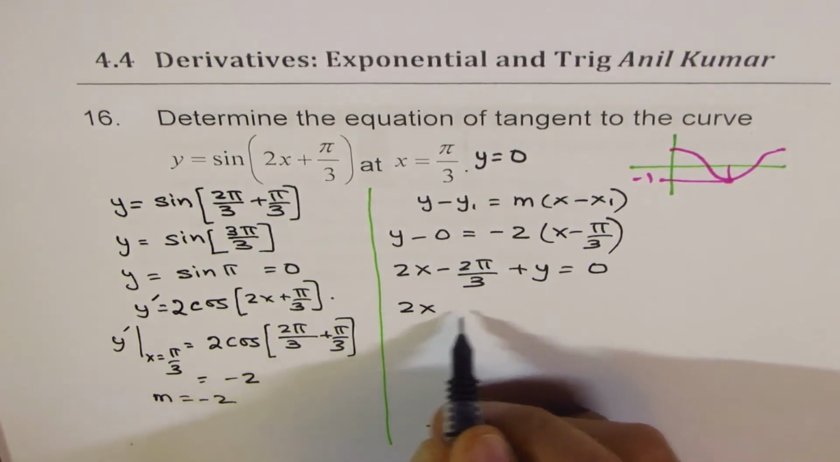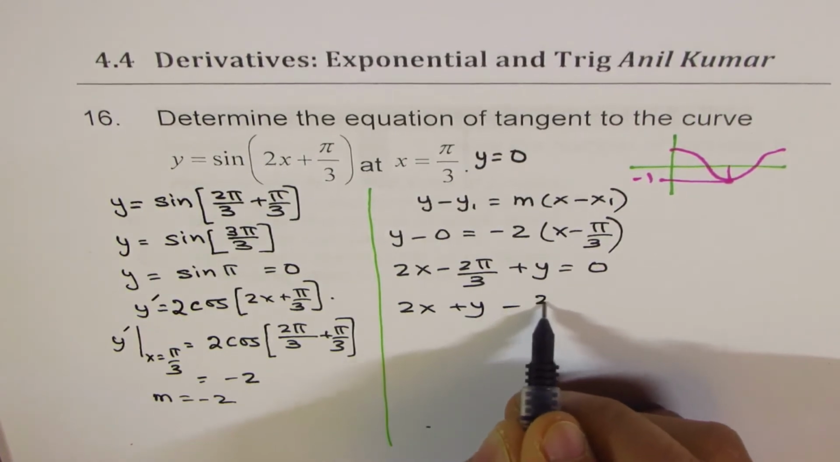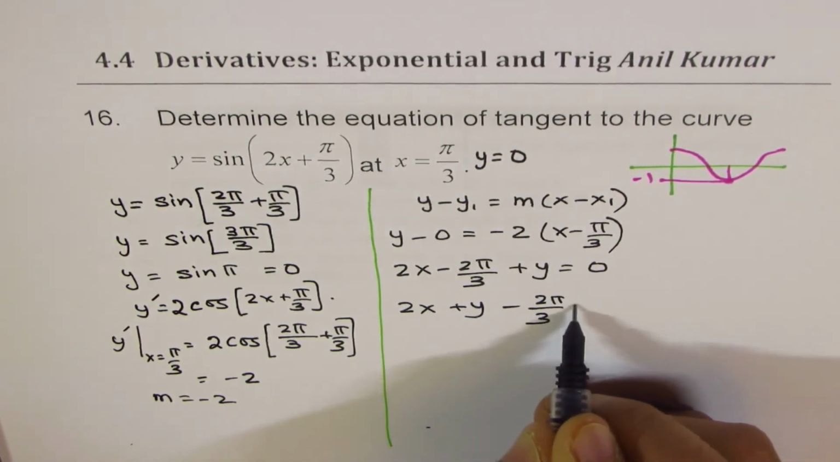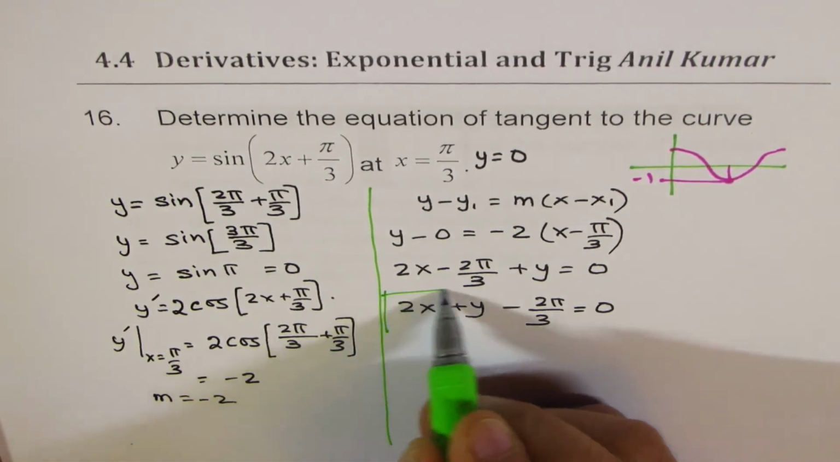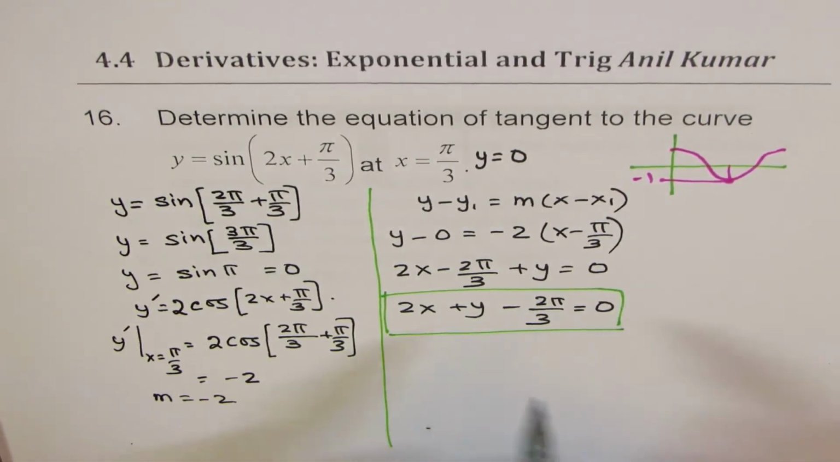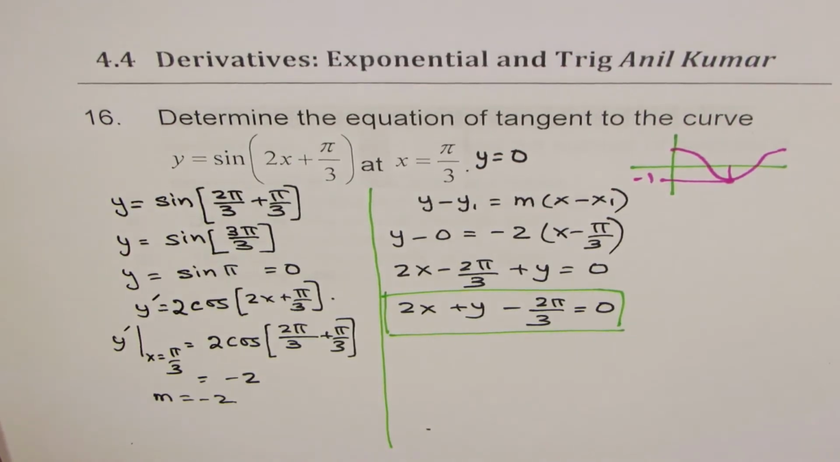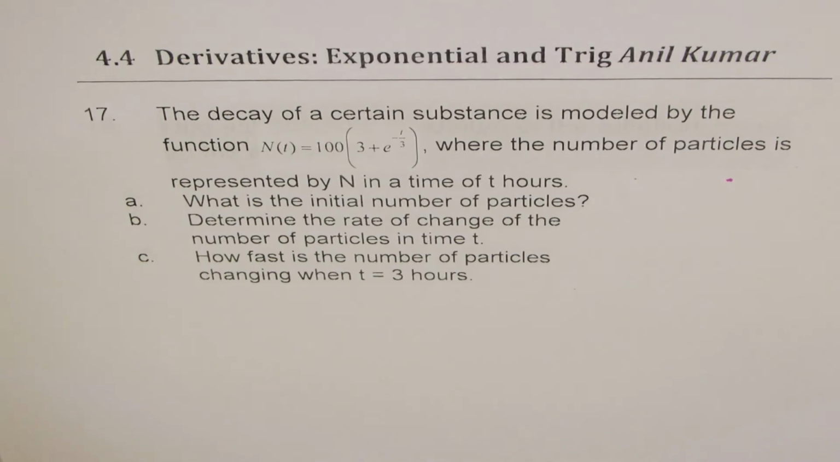Or you can write 2x plus y minus 2 pi by 3 equals to 0, right? So that becomes the equation of tangent line for the given function at x equals to pi by 3. Perfect. So let's move on. 2 more questions to go.